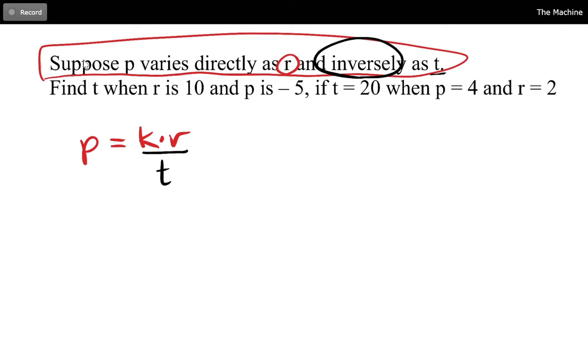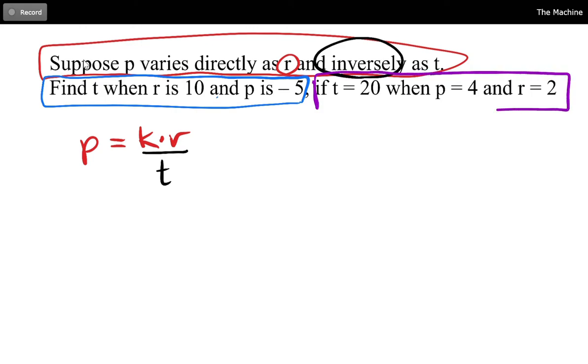Now, careful reading here. Find T when R is 10 and P is -5. I'll do that in blue. That's the blue family. If T is 20 when P is 4 and R is 2, I'll call this the purple family. The purple family is the known. That's a group where you know all the pieces that fit into the puzzle. The blue is the unknown. So I need to use the known values first.